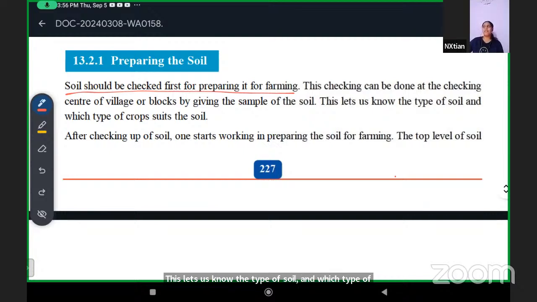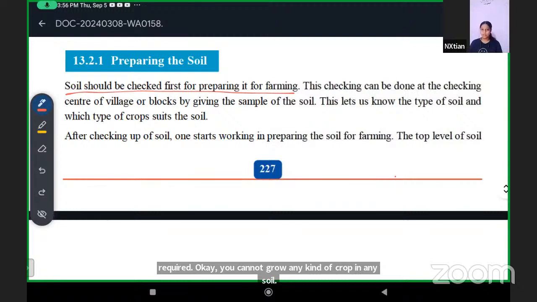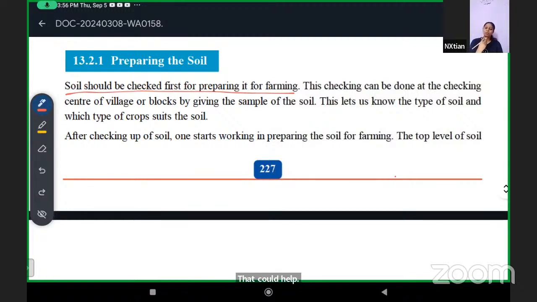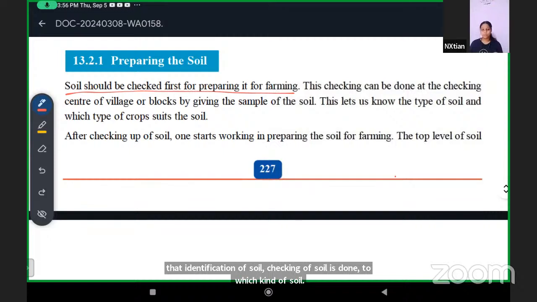There are various kinds of soil, like red soil, black soil, loamy soil, and sandy soil. For particular crops, a particular type of soil is required. You cannot grow any kind of crop in any soil, because it might not suit that crop. So the checking of soil is done to know which kind of soil it is, and which kind of crop can be grown in that kind of soil.